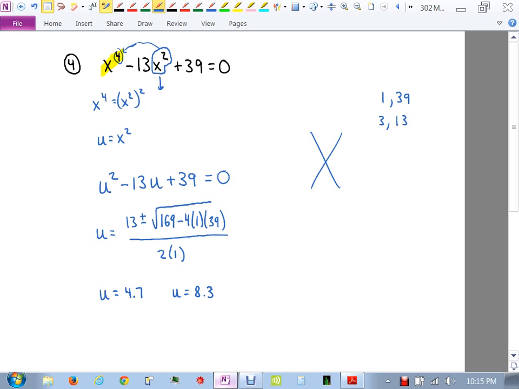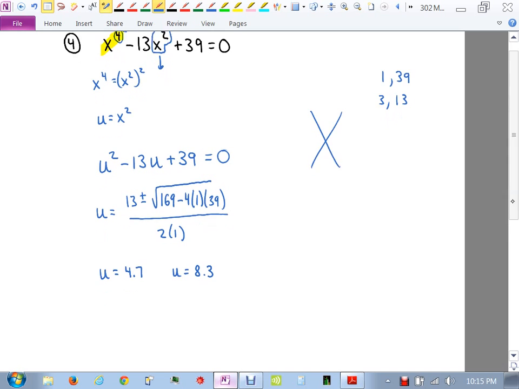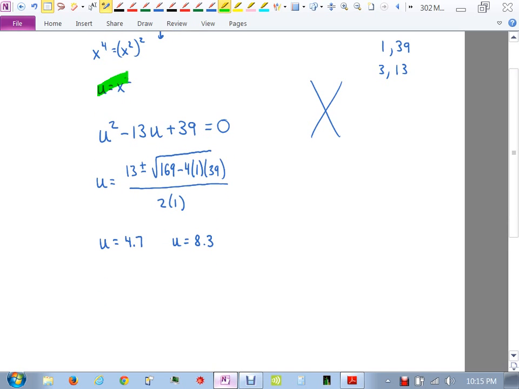All right, so all that you'd have to do on your calculator. Now, at this point, all you have to do is go back and remember u was x squared. So just replace your u's with x squared now. x squared is 4.7. And on the other one, x squared is 8.3. And now you take the square root on both sides of this equation. And remember, always do plus or minus.